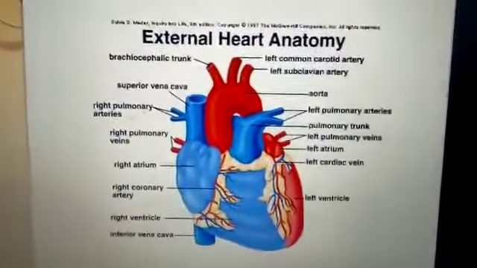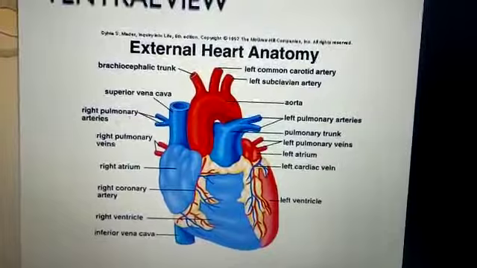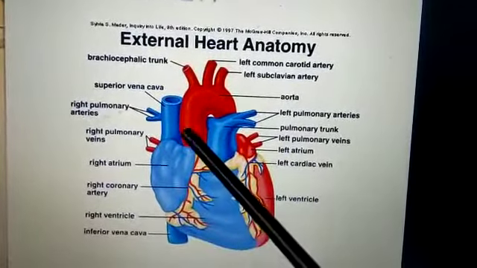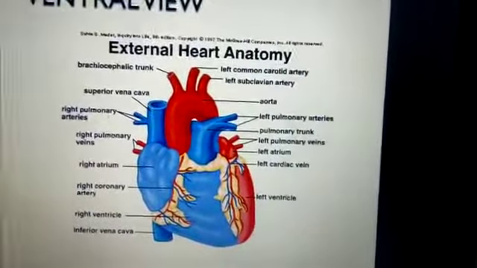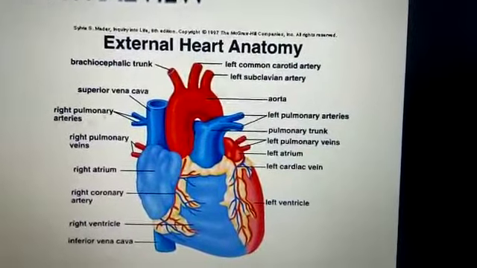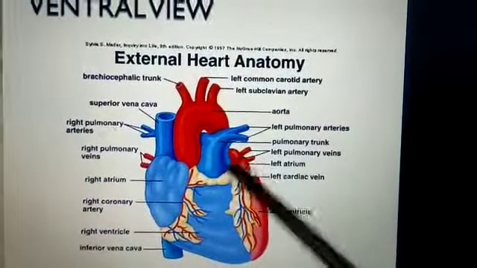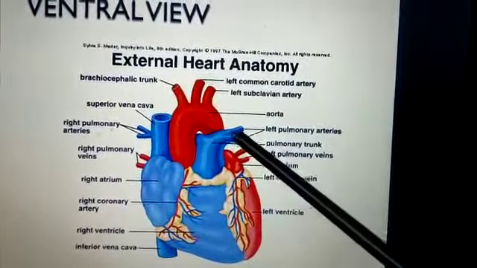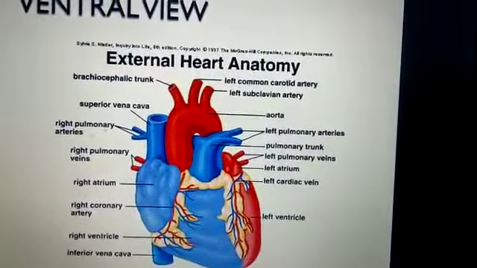You can clearly see the structure or the origin of aorta from left ventricle in the internal structure of heart. We are going to study the internal structure in the next video. Pulmonary trunk, here you can see, is divided into two branches, right and left.